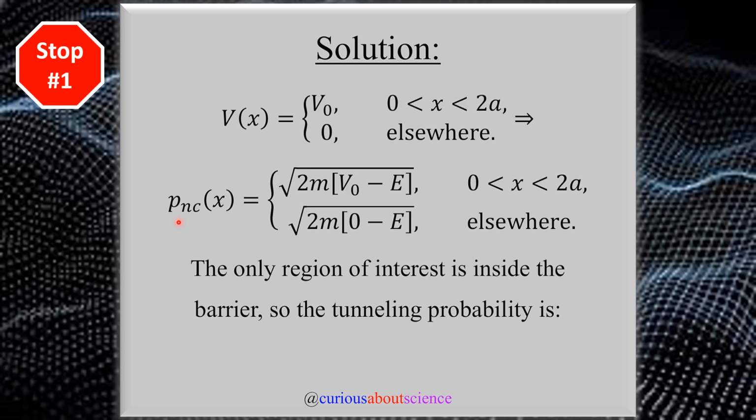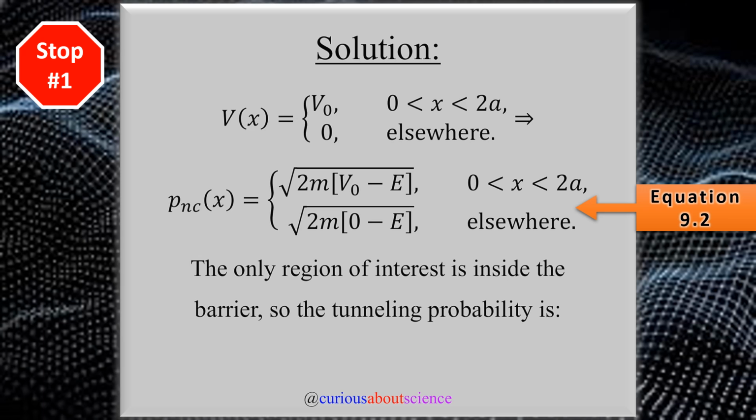What's cool about this though is that you could switch the sign because all we're concerned with is the magnitude. So simply switching V naught and E is fine. Notice that on the outside, the V is 0, so we're good there. On the inside, we just have some value. But since we're interested in tunneling, the only region of interest is inside the barrier. And from that, we can go ahead and find the potential from that.